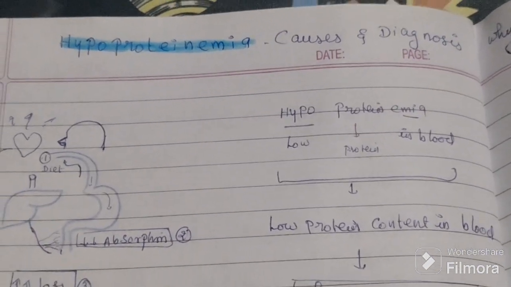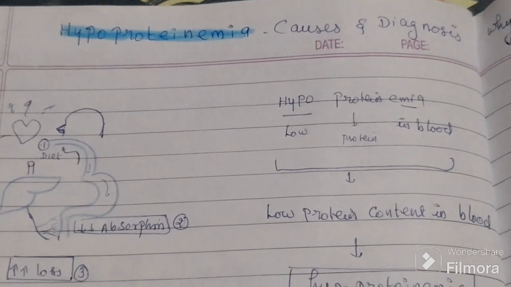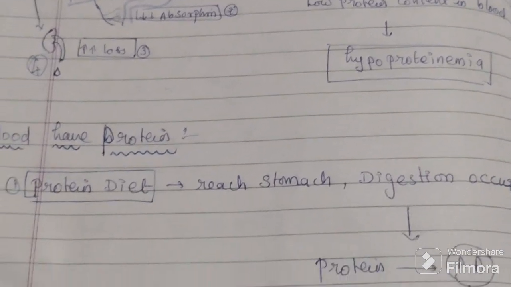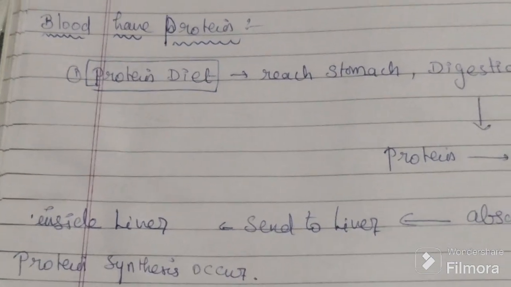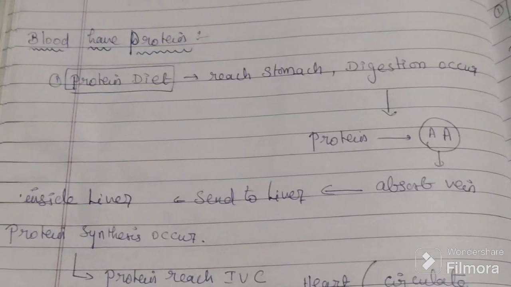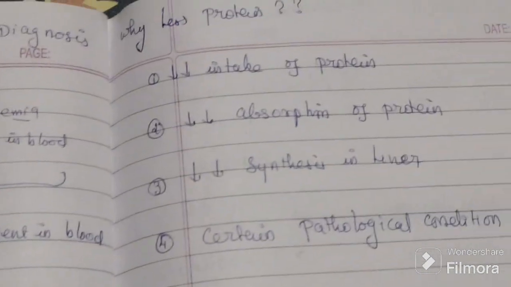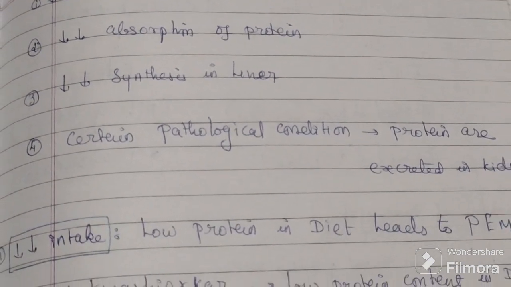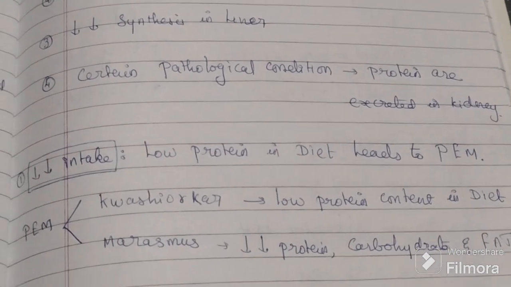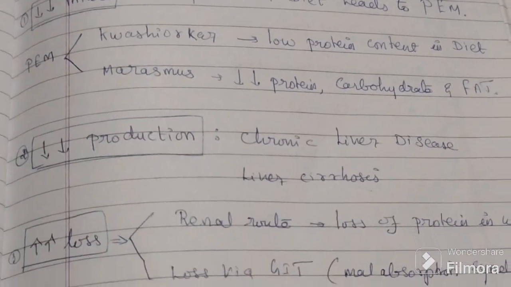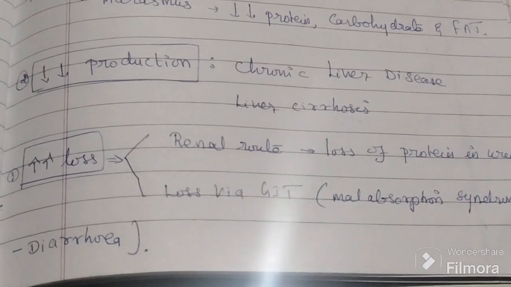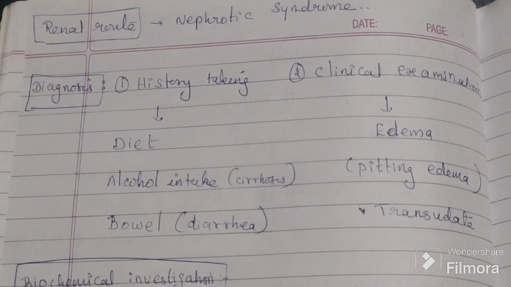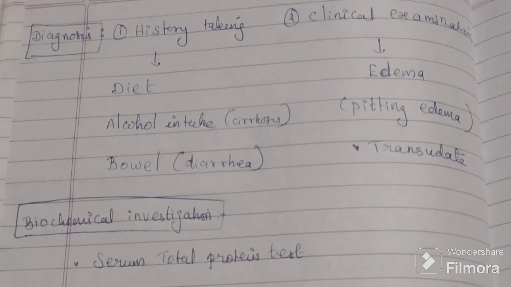In this video we discussed hypoproteinemia causes. Hypoproteinemia means low protein content in blood, because of diet, or decreased absorption of protein, or decreased synthesis by the liver, or a sudden pathological condition increasing excretion, then the renal route because of nephrotic syndrome. Diagnosis has two things: history and clinical examination.